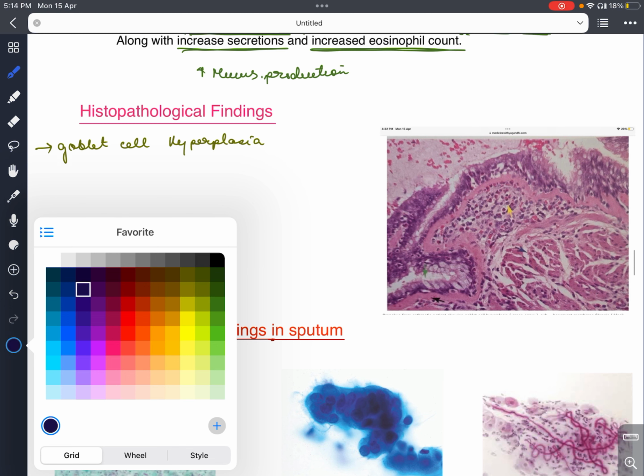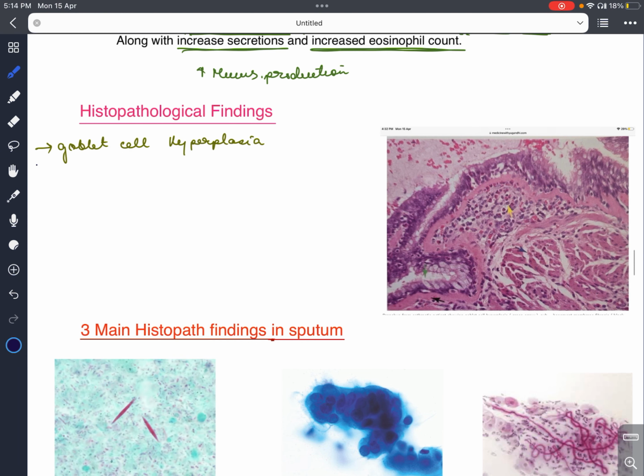Then we have a blue arrow which shows smooth muscle hypertrophy. Then we have basement membrane thickening. And then we have eosinophilic infiltration.